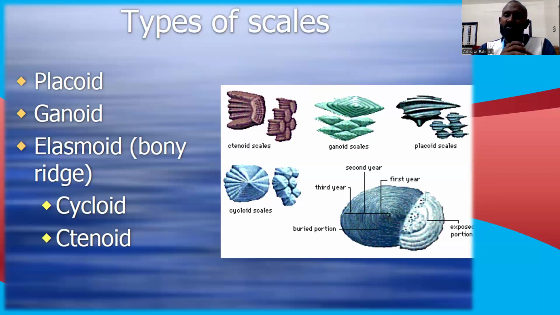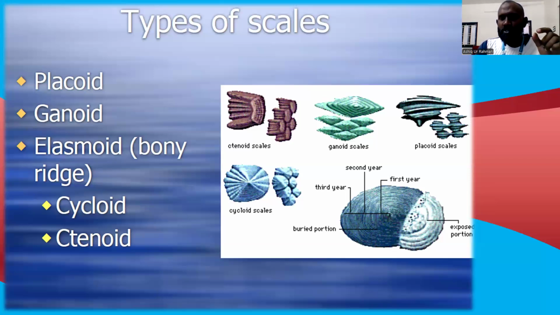This ctenoid variant of scales is found in perches. Perches, for example, sangaramin. Then also sea bass, Lates calcarifer. In all these we will see ctenoid scales. Whereas cycloid scales are present in the rest of the bony fish species. Almost most fishes will have cycloid scales. Okay, so they look morphologically different.